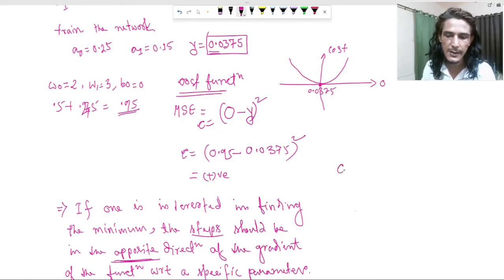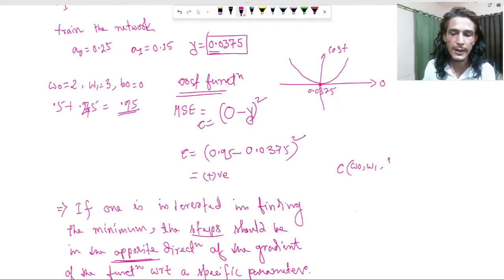And what it says is that if the cost function, like c, is a function of some parameters, say for example, in this case, cost seems like a function of o, but since o in turn is a function of w0, w1, and b0, we can say cost is a function of all these three parameters, and they all generate the ultimate output there.